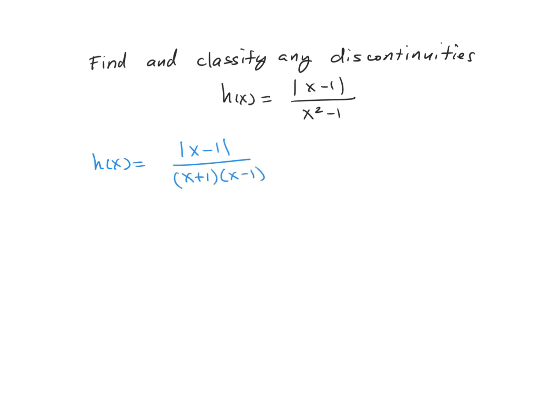And therefore, we have two places where this function is not defined. It's simply -1 and +1. So the first thing we want to do is figure out how to tackle that x minus 1, because the numerator is in absolute values and the denominator is not. So to do this, we're going to use the definition of absolute value.